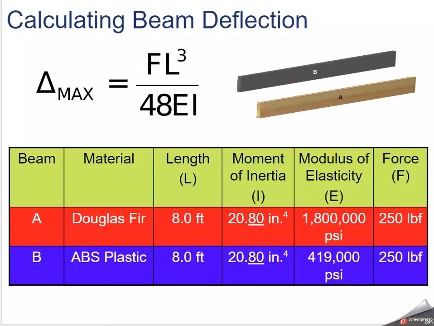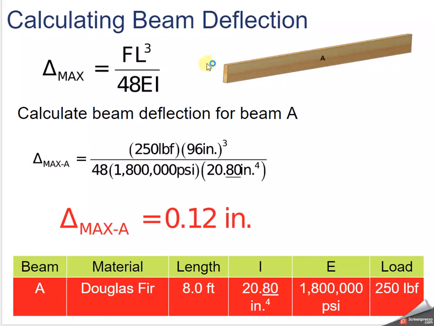So let's calculate it for our two different pieces. Calculating the beam deflection, a 250-pound person is going to sit or stand in the middle of this 8-foot board, 8 feet being 96 inches. 48 constant times the modulus of elasticity. You can Google and find those different ones, or use Inventor properties to find those, and then multiply that by the moment of inertia we have calculated. So a 250-pound person standing on this board should deflect that board 12 hundredths of an inch.